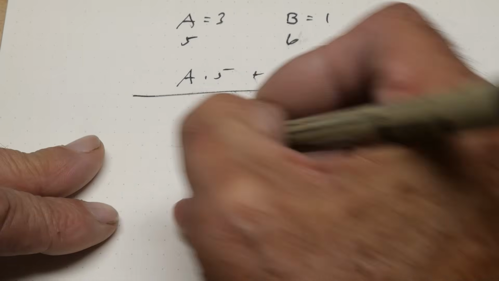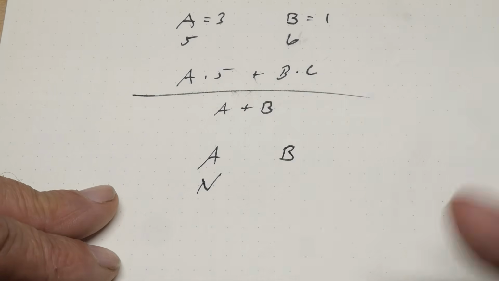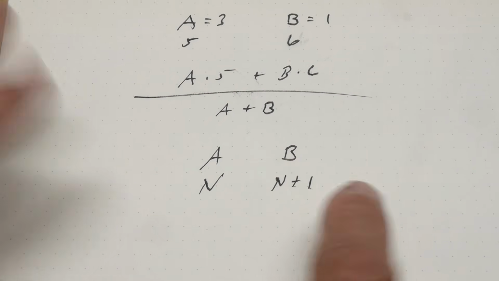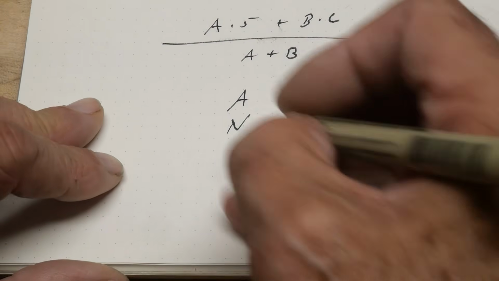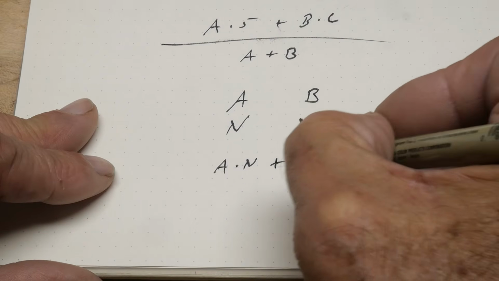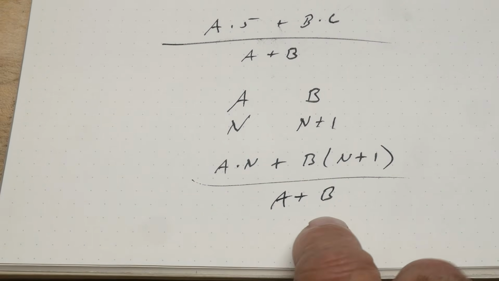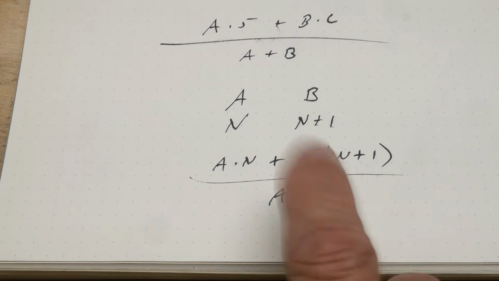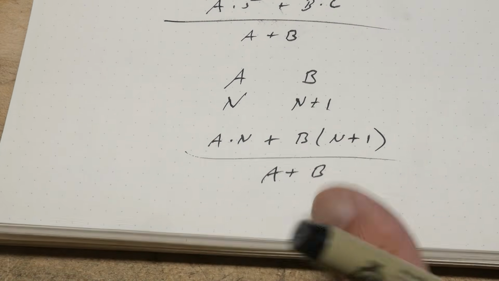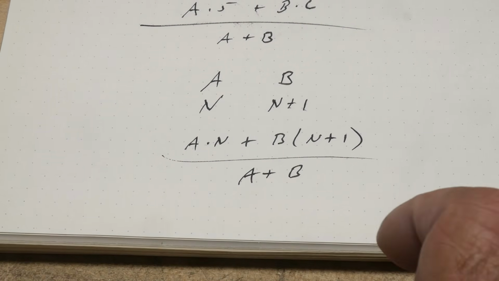But we can expand this. We can say a is the number of n's, and b is the number of n plus 1s. So now we get to choose a's, b's, and n's. And our formula becomes a times n plus b times n plus 1, divided by a plus b. So here's a formula for an integer-n fractional divider. We get to choose a, we get to choose b, and we get to choose n.